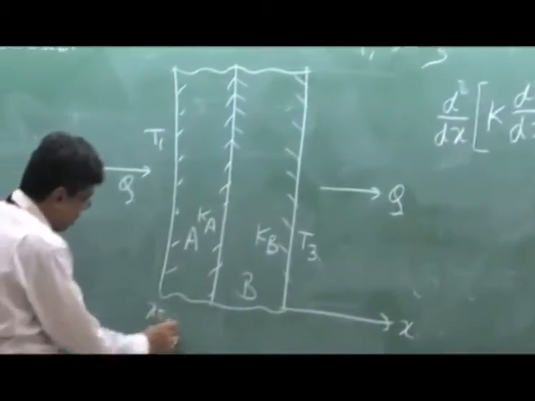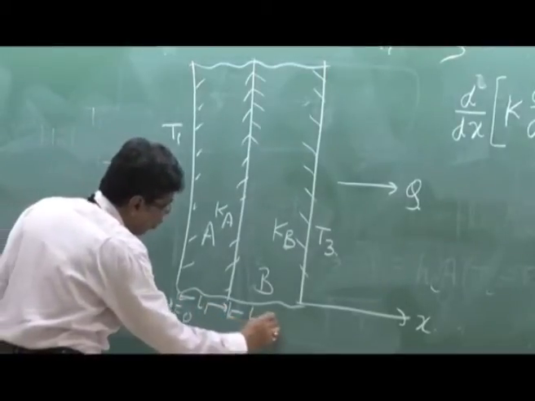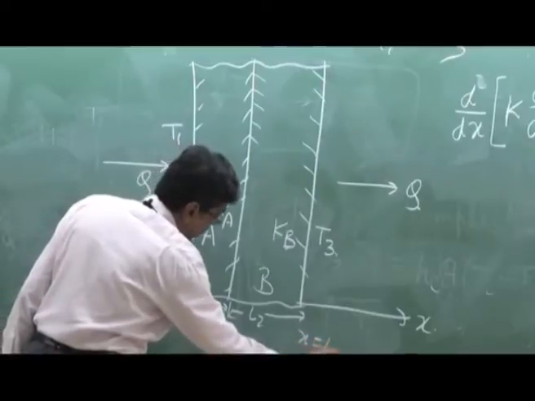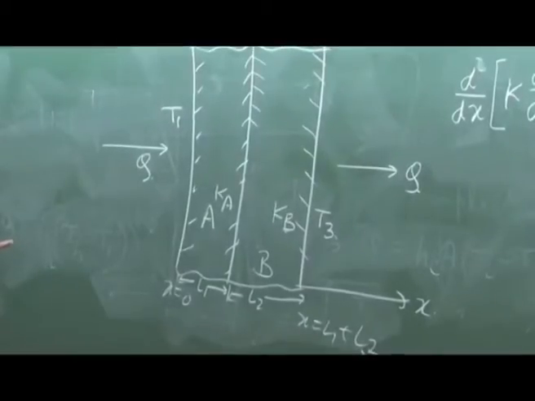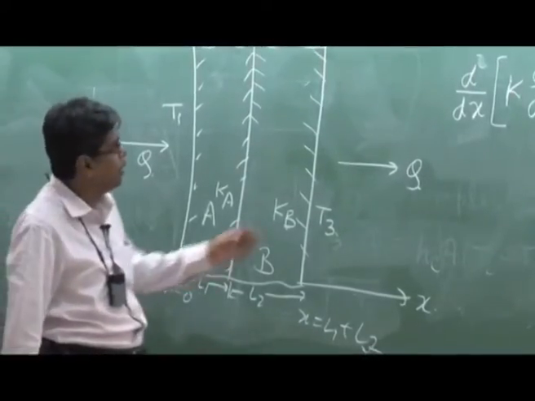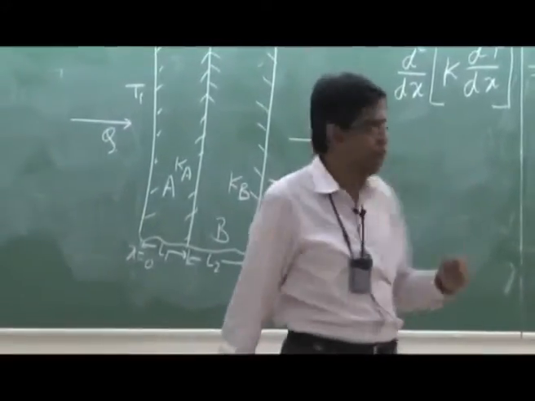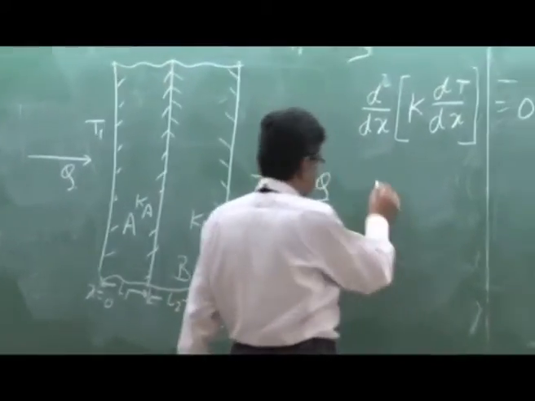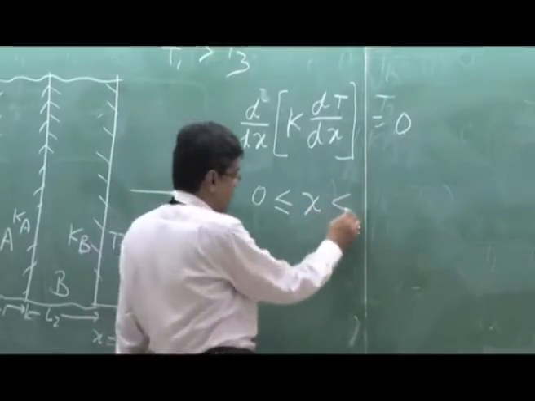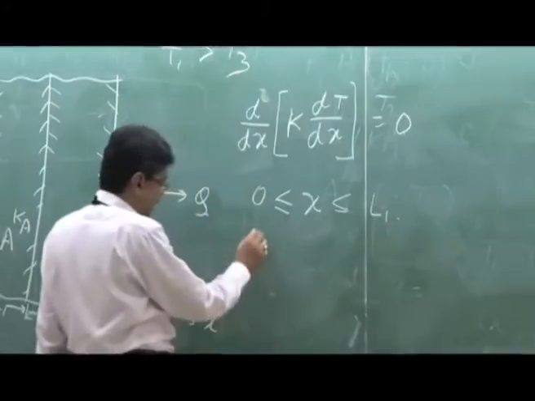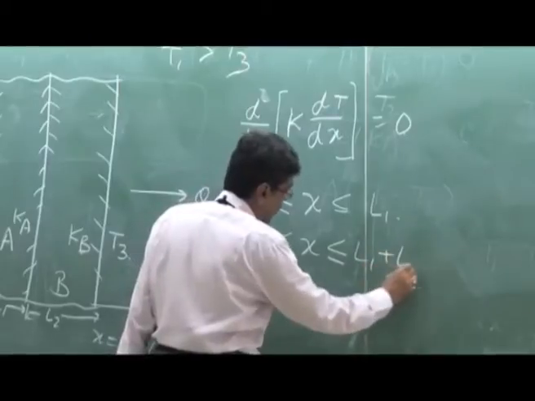x is equal to 0, and let us consider this length is L1 and this length is L2, and here x is equal to L1 plus L2. That means the left face is x equals 0 and the right face is x equals L1 plus L2. We cannot solve this equation in the entire domain by taking k out, because k is not constant. So we have to divide this into domains: 0 ≤ x ≤ L1, and another one, L1 ≤ x ≤ L1 plus L2.